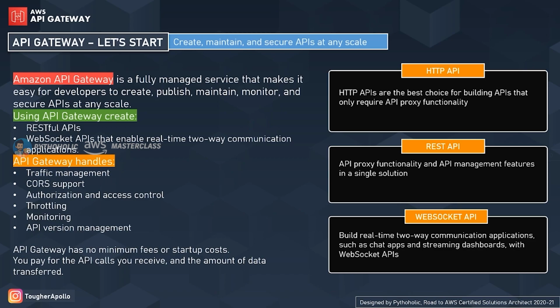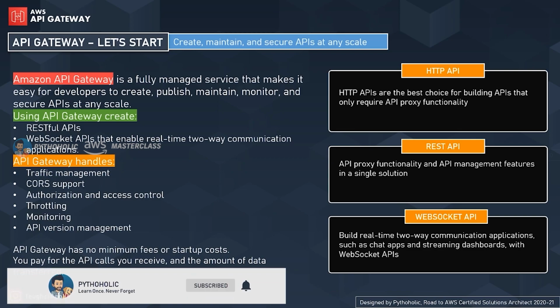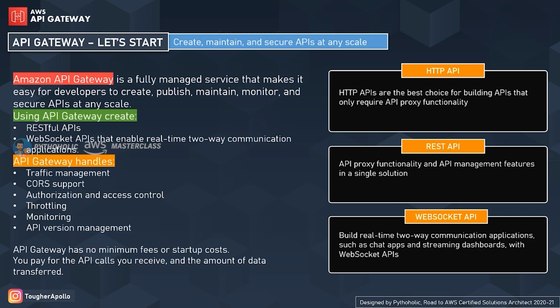Why did I stress on these three types of APIs? So API Gateway also supports containerized and serverless workloads, and it supports web applications as well. So if you are using ECS to host your application, then also you can make use of API Gateway. And API gateways have other provisions as well for traffic management, for cache support, authorization and access control, performance throttling, traffic monitoring, and API version management as well.